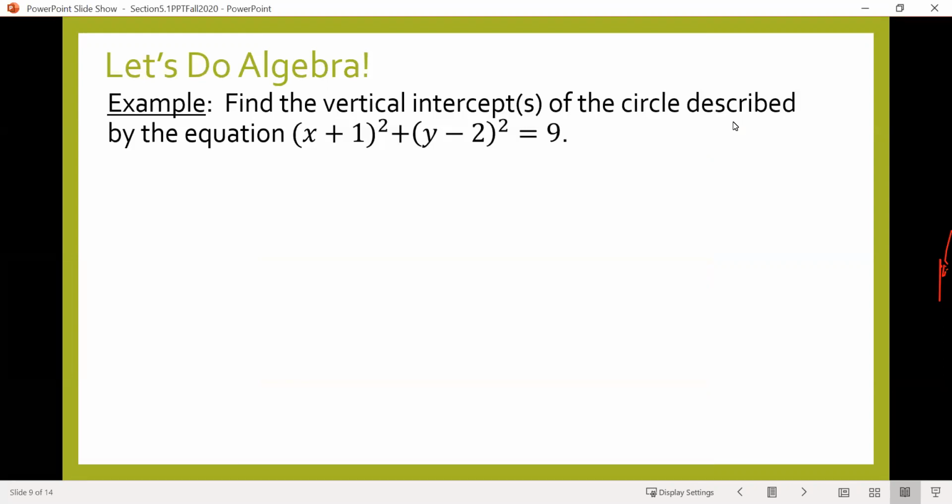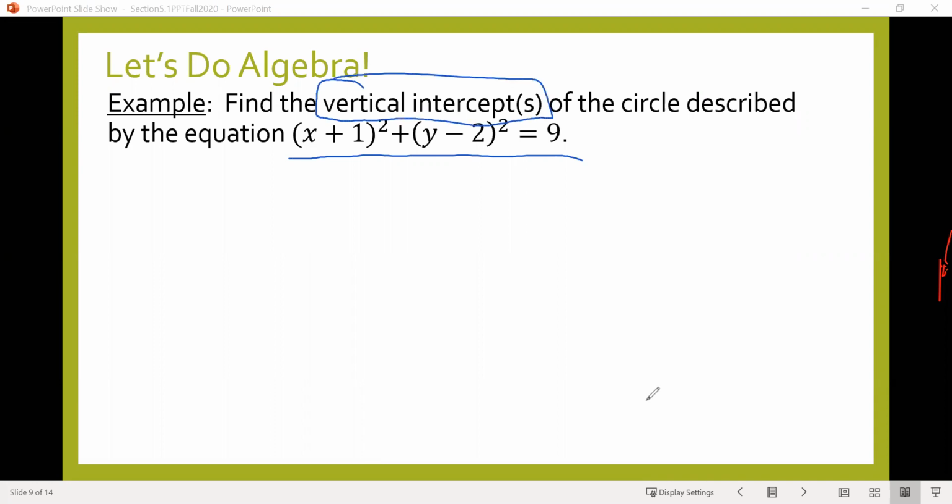Okay, so let's do some algebra now with the equations of circles since we've now had some experience with them. So here we're given the equation of the circle that is given by (x + 1)² + (y − 2)² = 9. We're asked to find the coordinates of the vertical intercept or intercepts. Now let's first think about visually what this means.